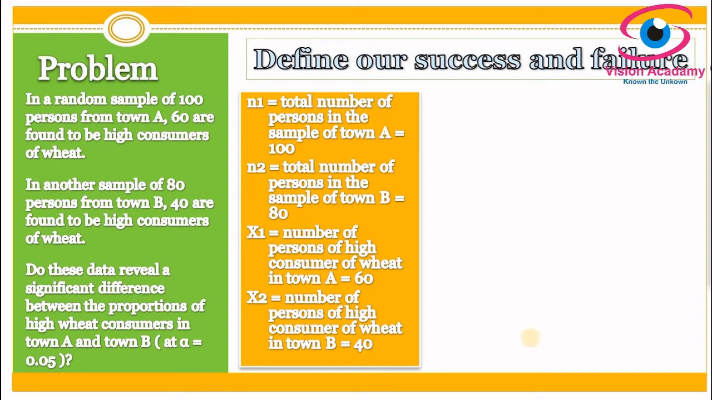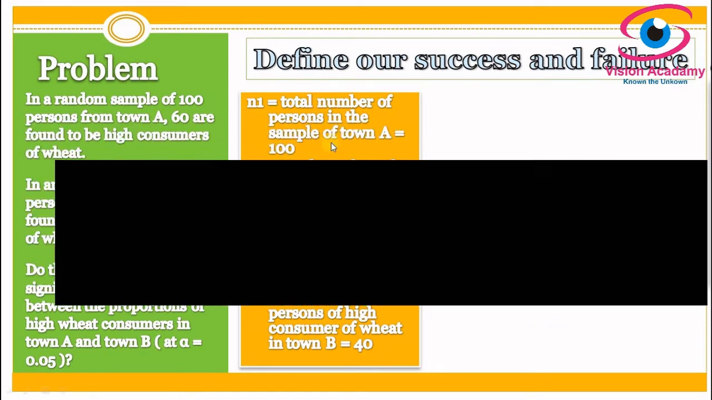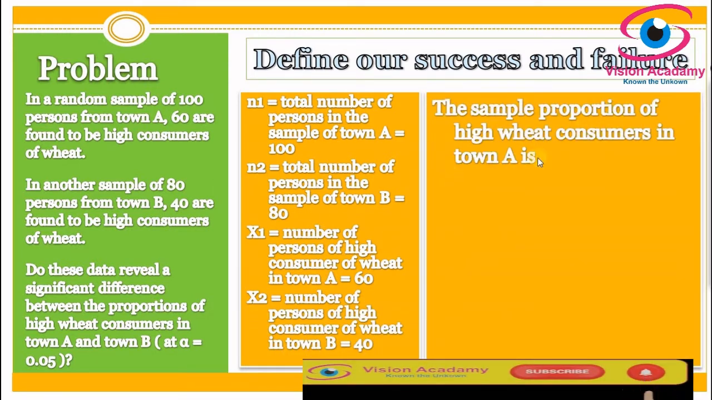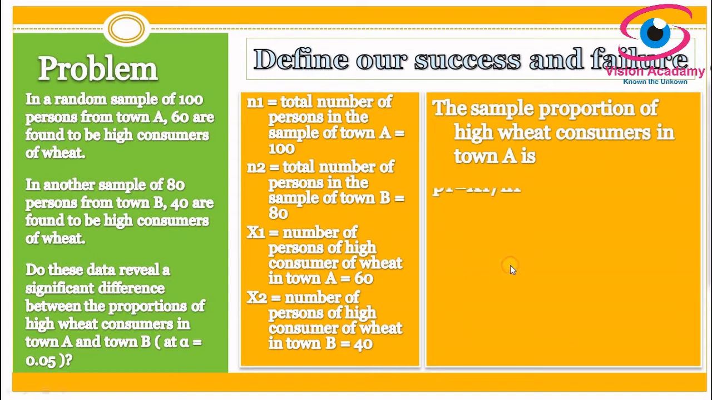Now we can calculate the proportion of high consumers of wheat from the two towns. The sample proportion of high wheat consumers in town A would be p1, small p1 equals X1 by N1. I am taking the data of town A. So p1, the success proportion of town A, is X1, the high consumers of wheat, which is 60, divided by N1, the number of samples from town A. So X1 is 60, N1 is 100, and the proportion is 0.60.